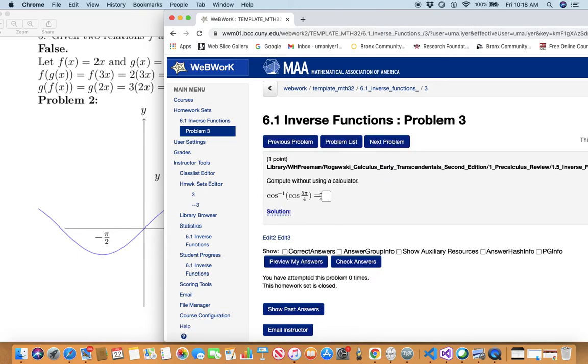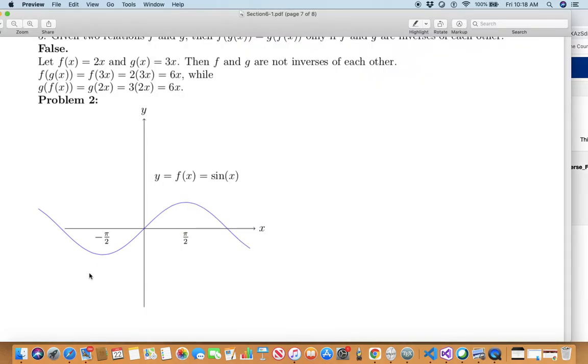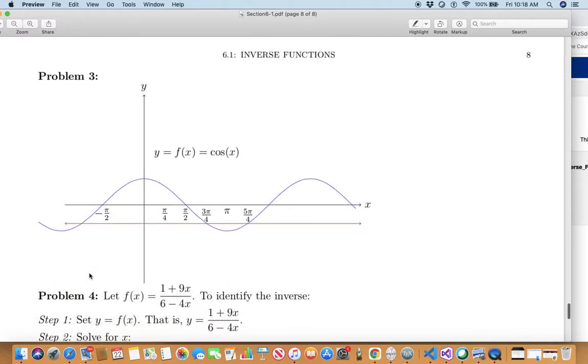Without using a calculator, find cosine inverse of cosine of 5 pi by 4. Okay. 5 pi by 4. So I'm looking at the cosine function, all right? Here is pi over 4, pi over 2, 3 pi over 4, pi, 5 pi over 4. So cosine of 5 pi over 4 is this y value. Notice I get the same y value at 3 pi over 4. Why am I choosing this?